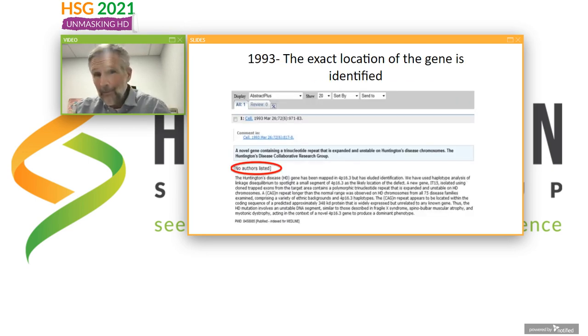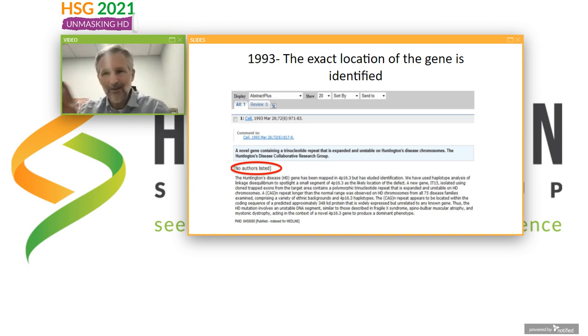And in 1993, a paper was published in which scientists and physicians identified what the gene was that was involved with Huntington's disease. And I think one really key important point about this publication in 1993 is what I have circled on here, which is that there's no authors listed.